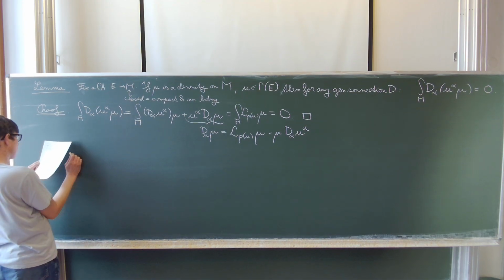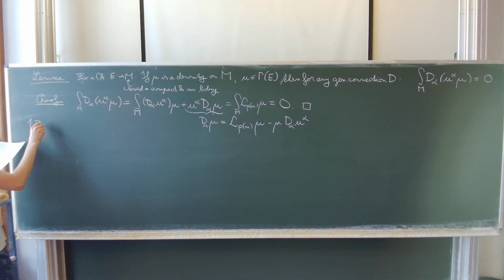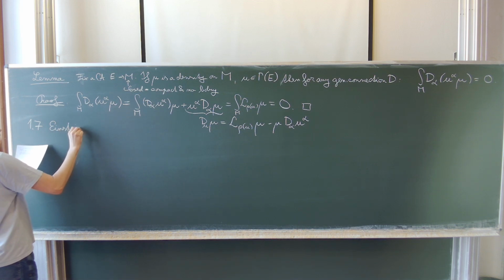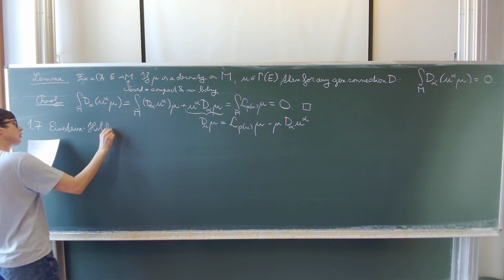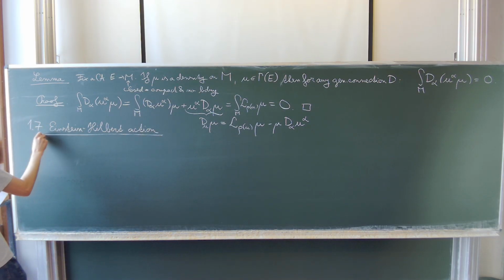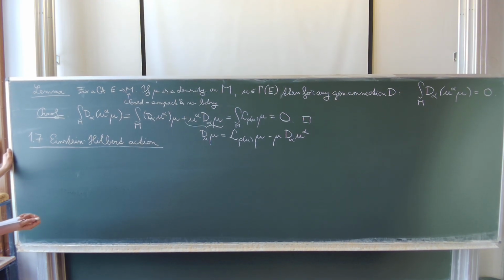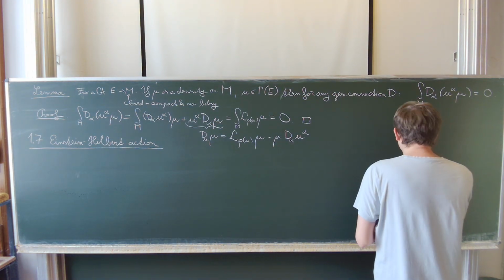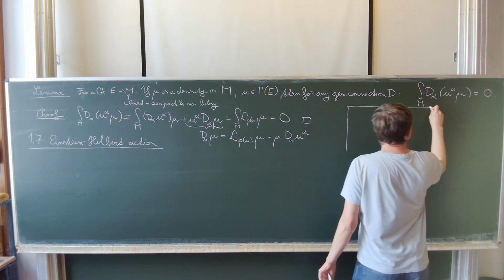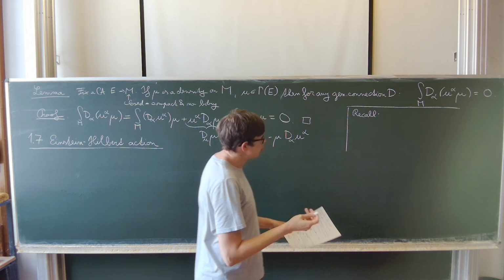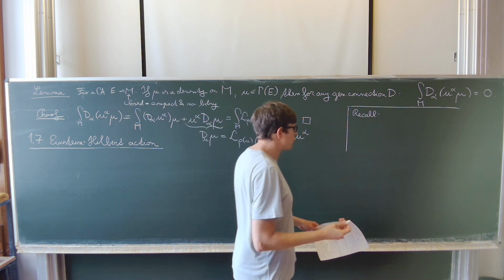Okay, so with that out of our mind, now we can do the part we called the Einstein-Hilbert action. But maybe before doing anything, let me make a small recollection of what were the objects that we defined before, and which were the good ones and which ones were the bad ones.